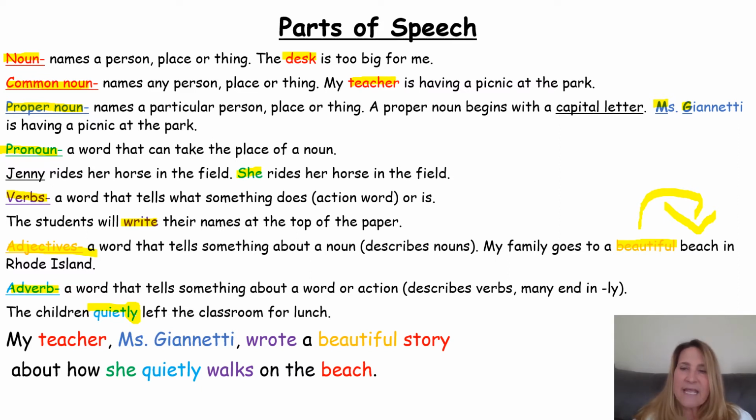All right, and at the end I wrote a sentence just so you can see how all of the parts of speech are used in a sentence. My teacher, common noun, Miss Gianetti, proper noun, wrote, verb, a beautiful, adjective, story, noun, about how she, pronoun, quietly, adverb, walks, verb, on the beach, noun.